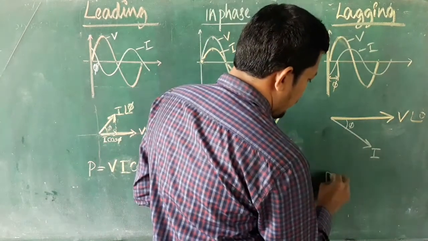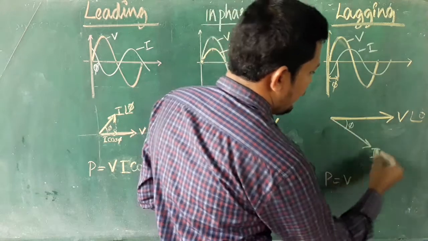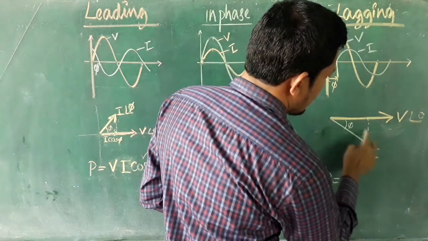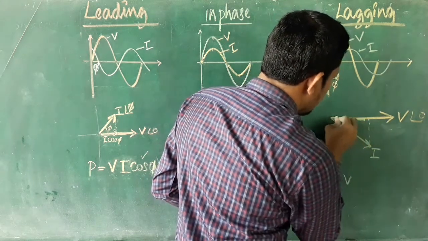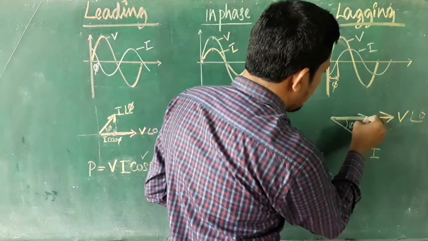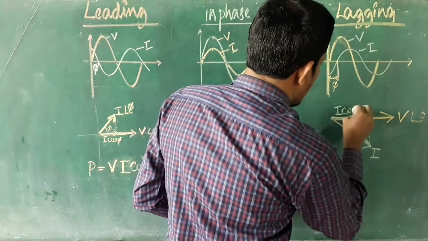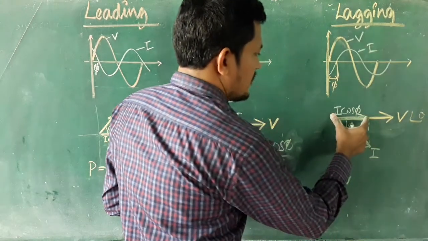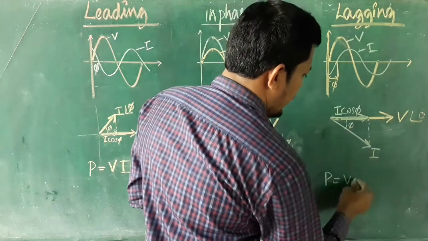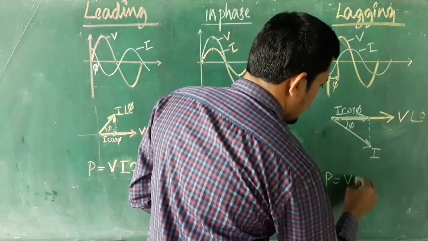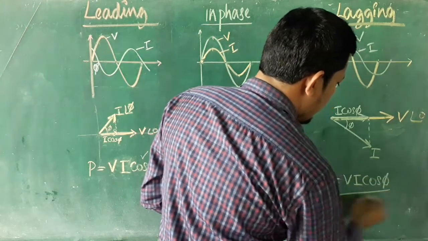Now we want to calculate the power. Power means V into I. But I is not in phase, so the in phase value should be its cos component. The adjacent side is the cos component. So this is the cos component of I. So I cos phi is the cos component. This cos component of current is in phase with the voltage. Now we can multiply. So power equal to V into I cos phi.